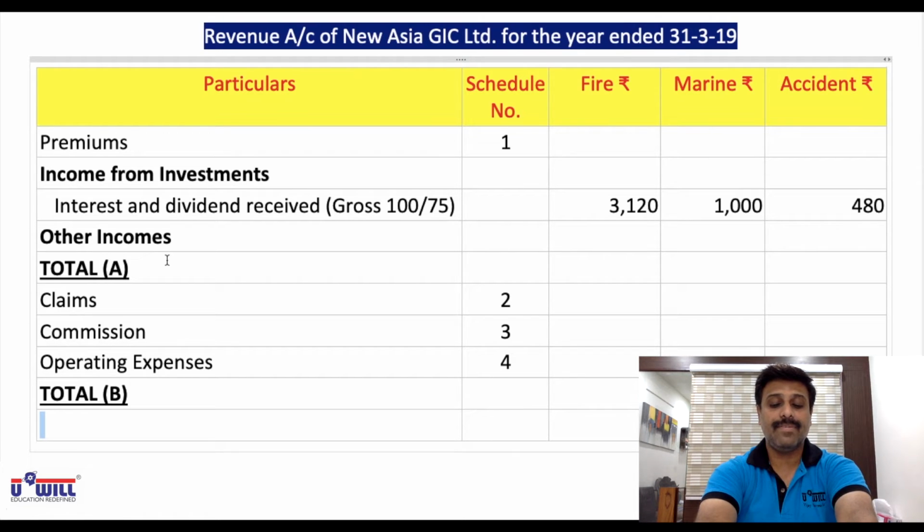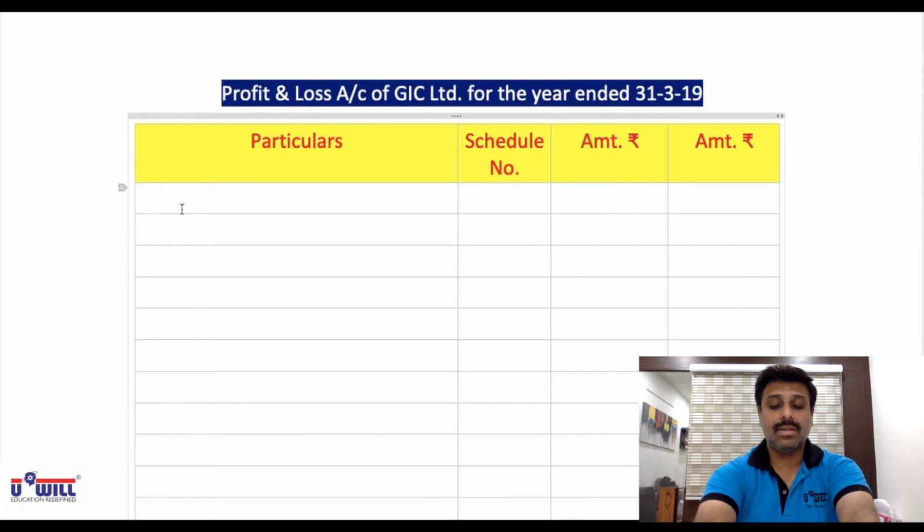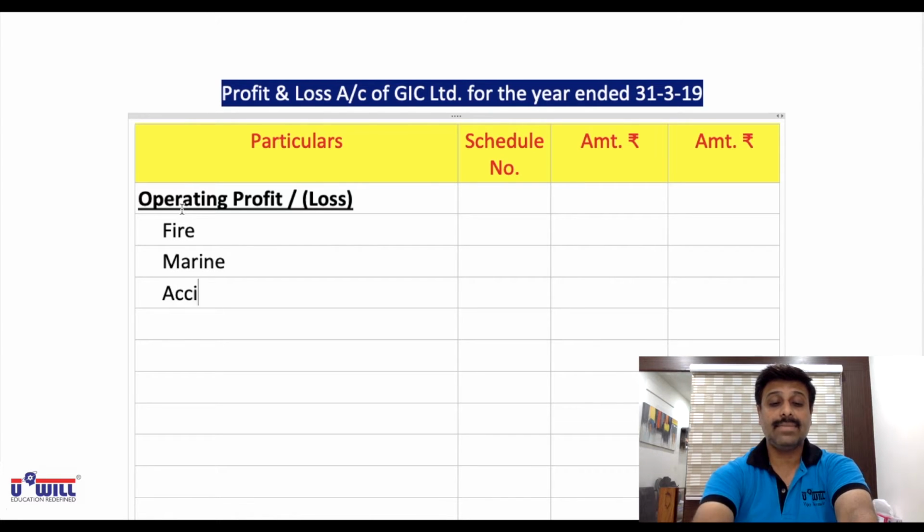And then we will have operating profit, or loss if it's a negative figure. Okay, A minus B. Now profit and loss account: first we'll bring forward this operating profit or loss of fire, marine, accident. Then again we will show income from investments.